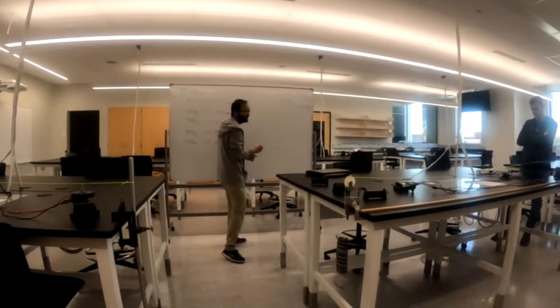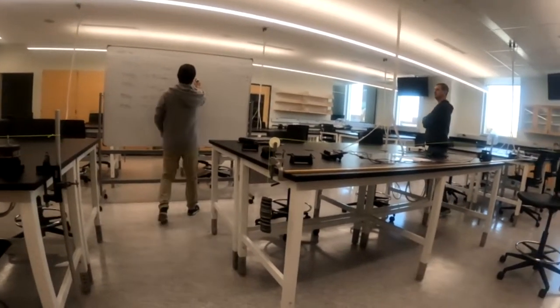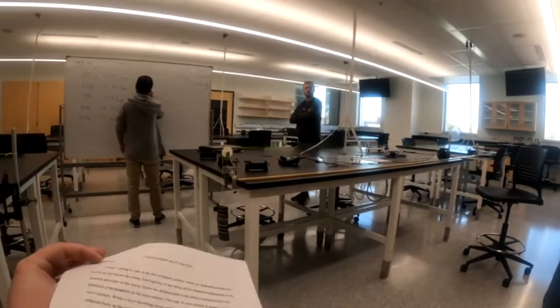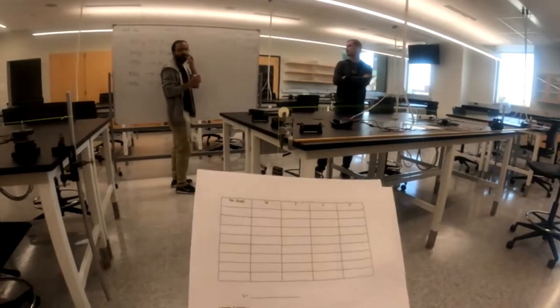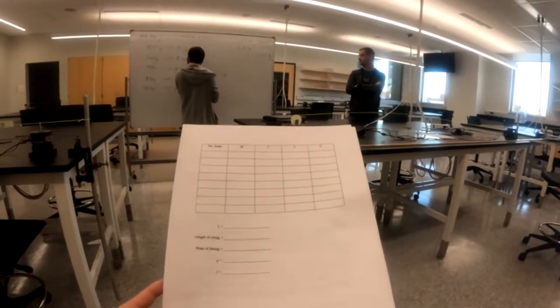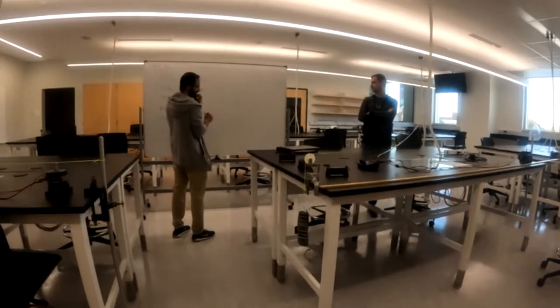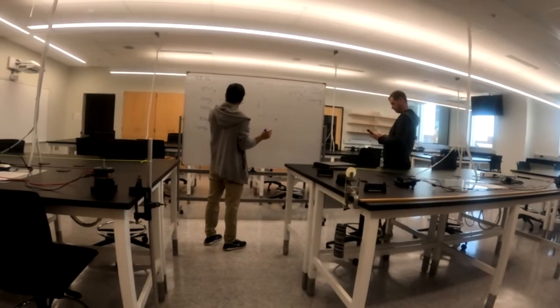Okay. What is the graph we need to plot? Lambda square versus tension. Tension, yeah. So we need to find tension for each, and then lambda square, lambda for each.